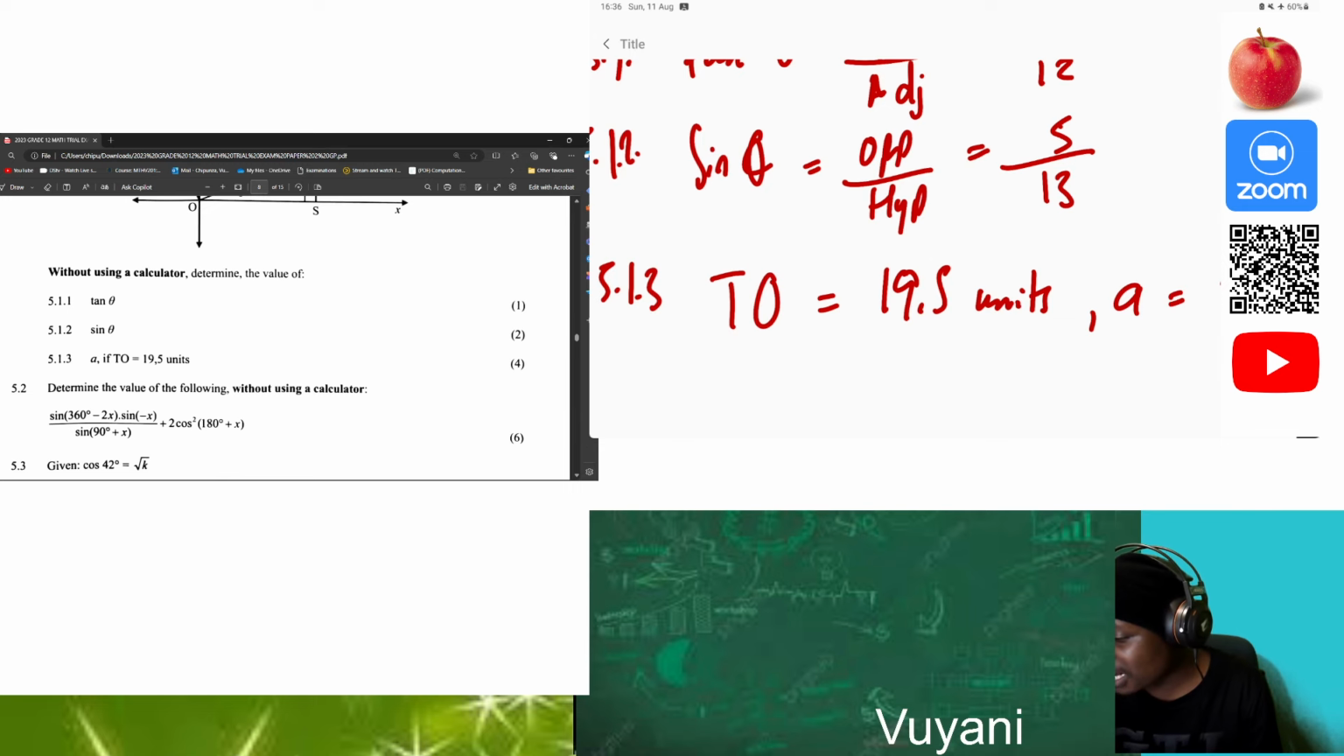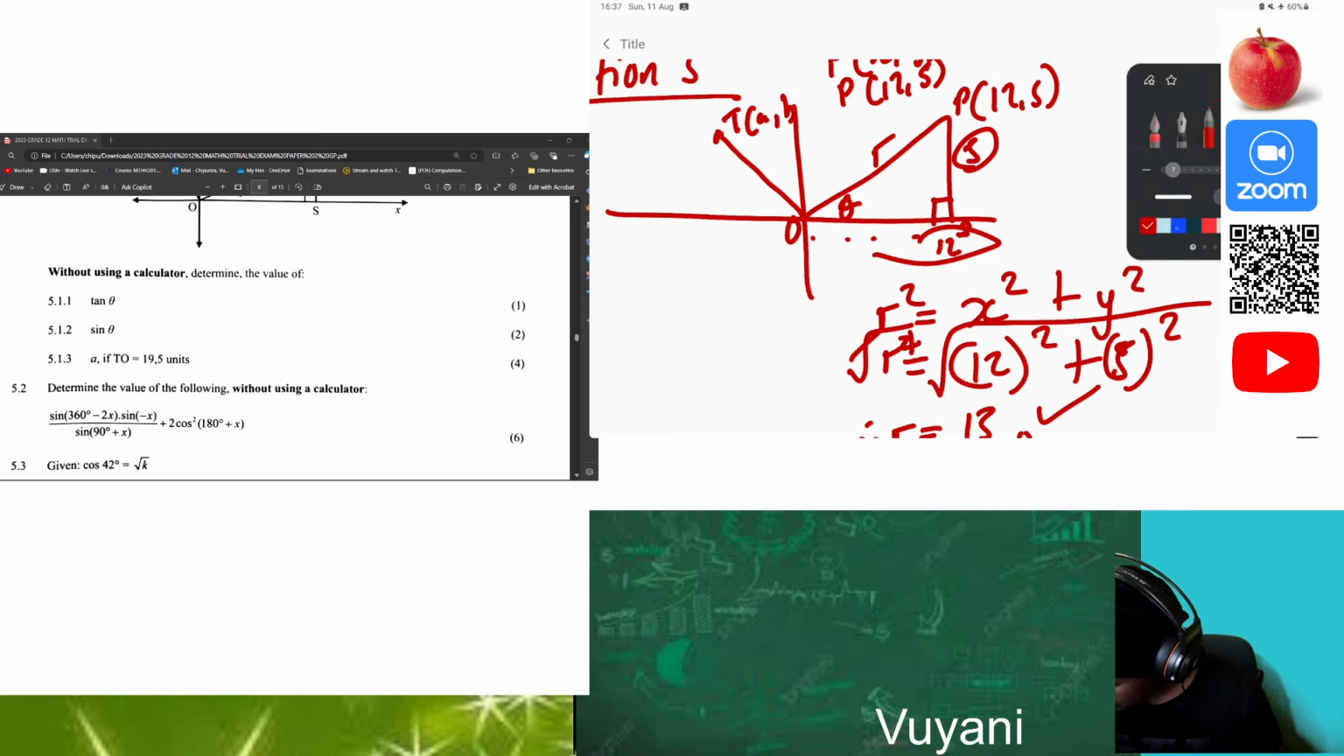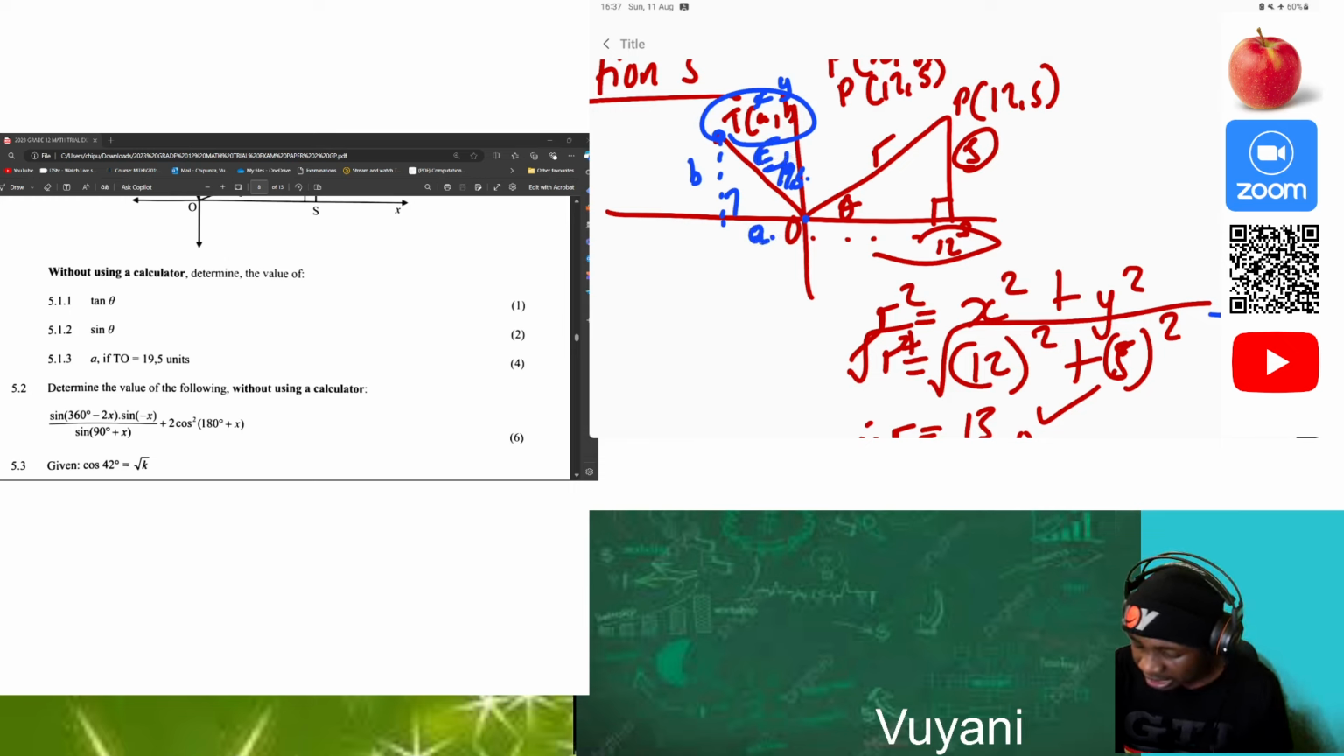With that being said, this is just basic stuff, easy stuff. Let's use a different color over there. So this is our TO. This length, from this part to this part, which is R, is equal to TO, which is equal to 19.5. Now they are asking, what is A? This is a coordinate, A to B, where A is representing X and B is representing Y, so that would be B over there and A over there. Since we know the R, what is the relationship between A and R?